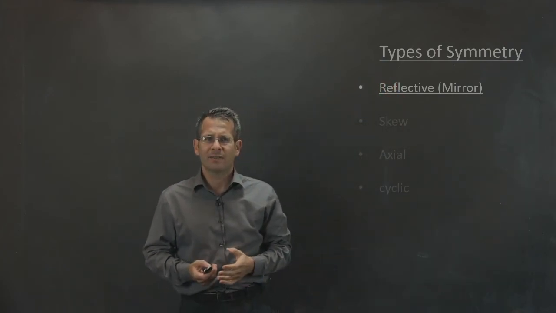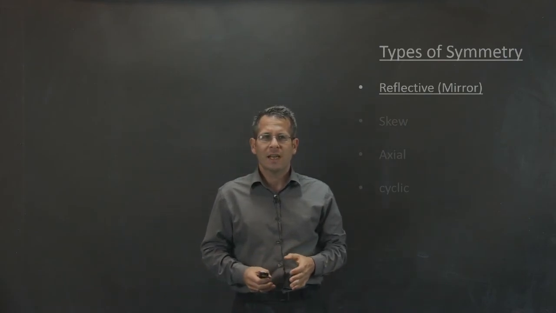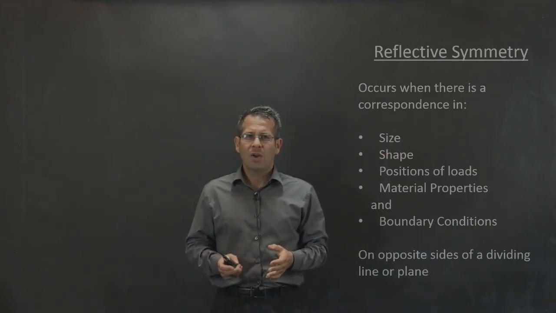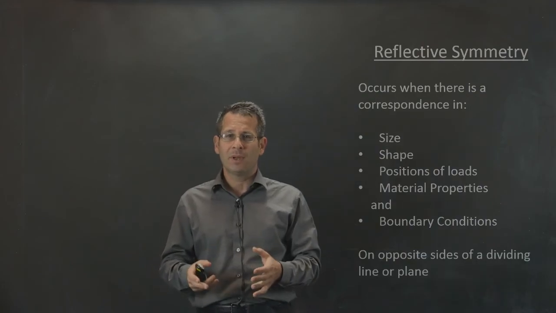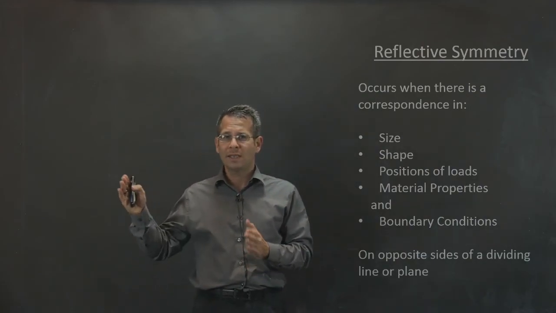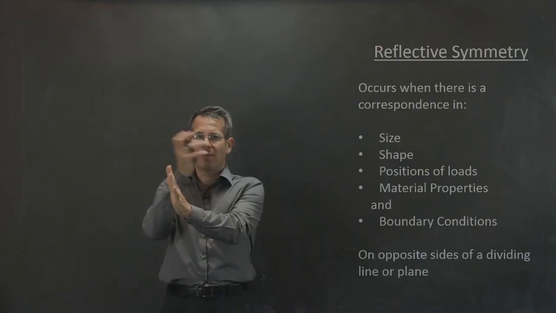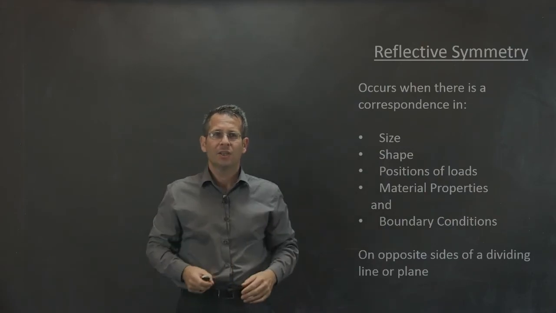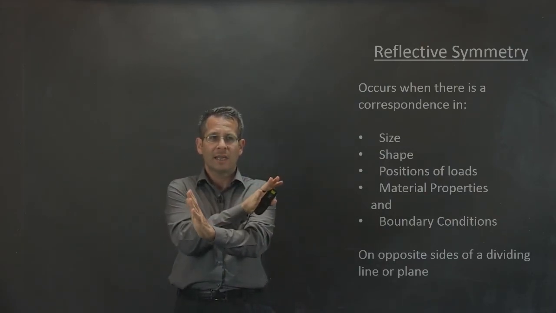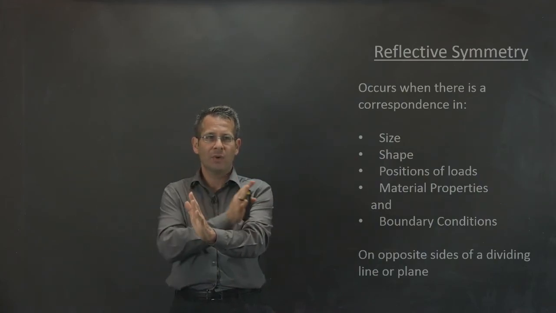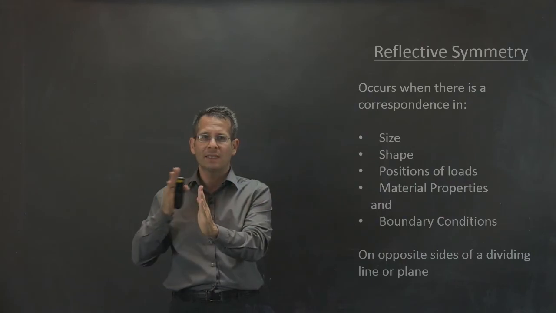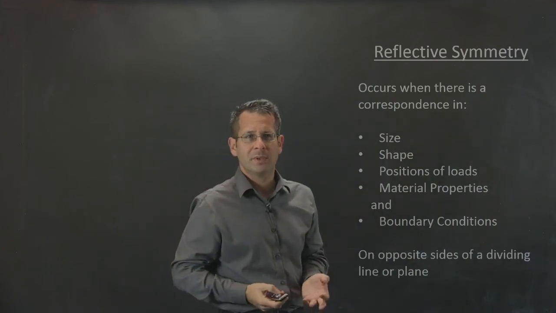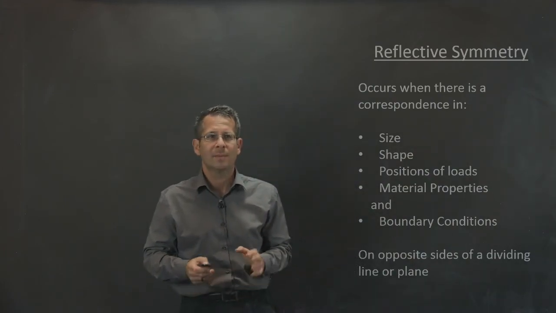So what is reflective symmetry? Reflective symmetry occurs when the object you're interested in has some either line or plane that we think of as an axis or a plane of symmetry, where everything on one side of the plane or axis of symmetry is a mirror image of what's happening on the other side of the line or plane of symmetry. So everything's the same on one side as the other. The size, the shape, position of loads, boundary conditions, all the same on one side of your axis of symmetry as the other.